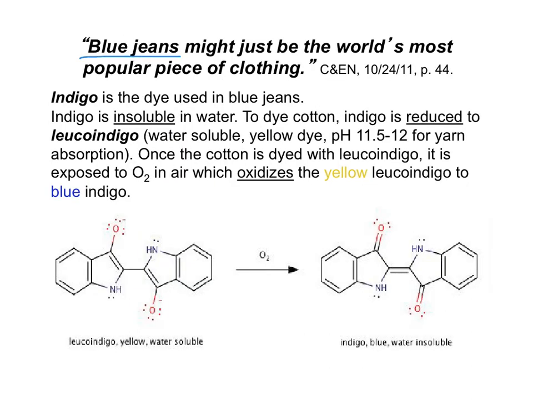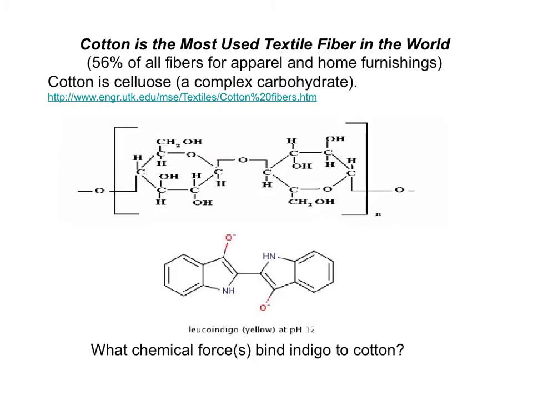Blue jeans might just be the world's most popular piece of clothing. The water-soluble form of indigo is yellow. The water-insoluble form of indigo is blue. Note the slight difference in structures. Indigo dyes cotton, so stop the video and figure out the chemical forces that bind indigo to cotton.